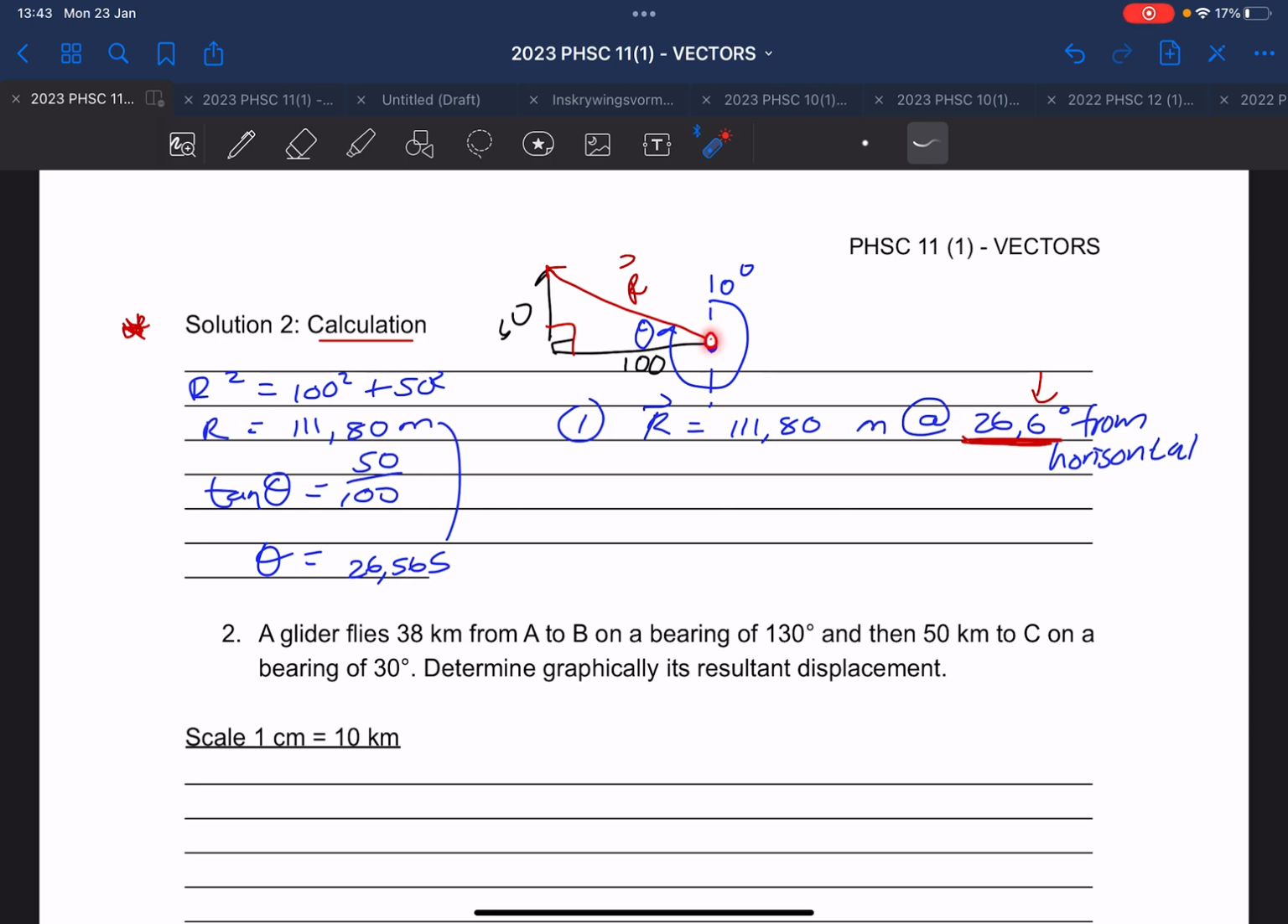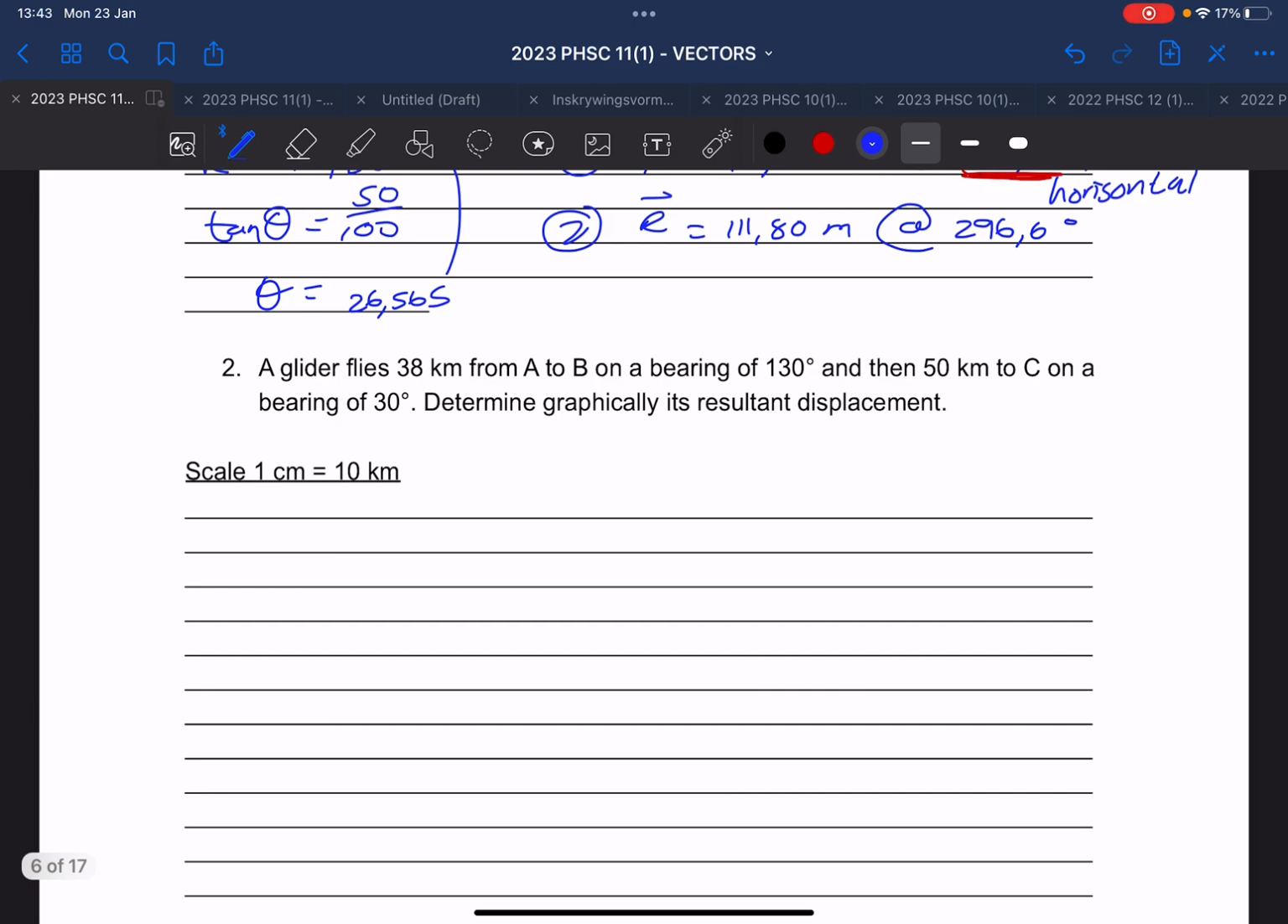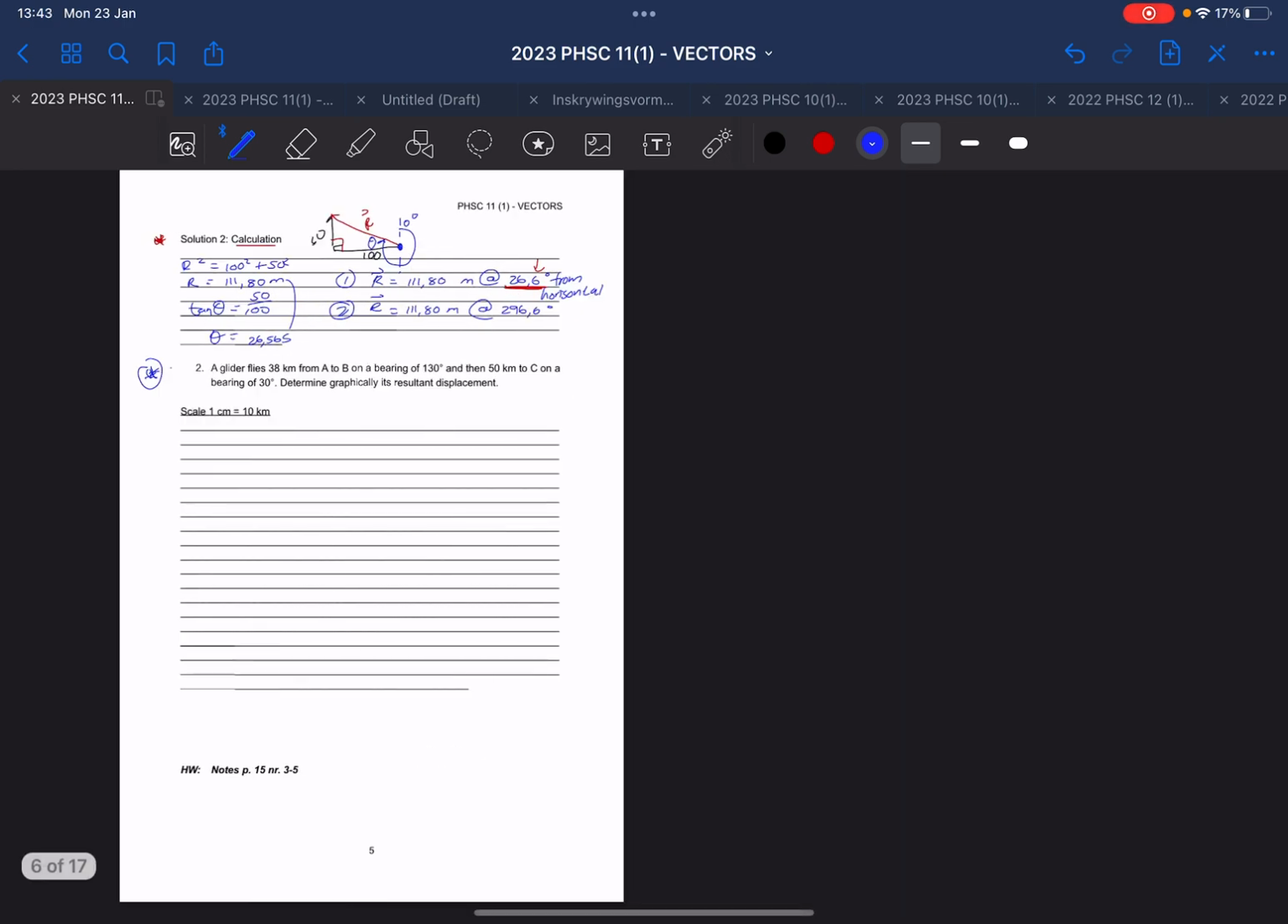Or we can take it from our 0 degree line all the way there. So you can say R is 111.8 meters at, and then we need it from the 0 degree line. So we know from there to there is 270. So then we're just going to add that 26.6 degrees. So it's going to be 296.6 degrees. Okay. Now the next one, number 2, it's a bit more difficult. I'm going to do that one with you in class.